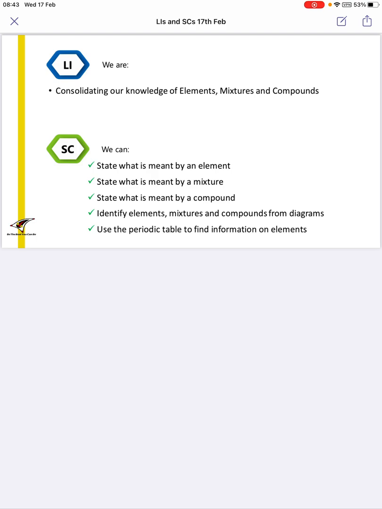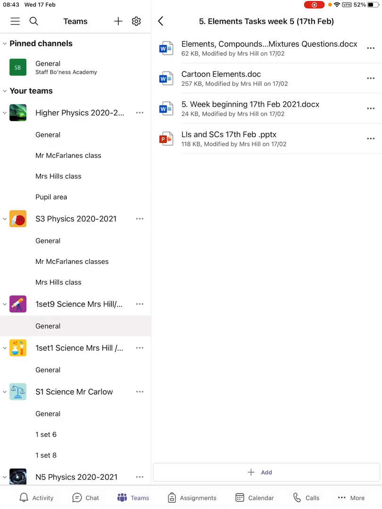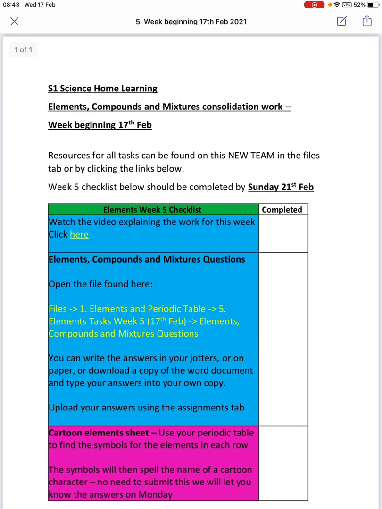So success criteria is that you are able to state what is meant by an element, state what is meant by a mixture, state what is meant by a compound, identify elements, mixtures and compounds from diagrams, and then use your periodic table to find information. So like I say, nothing new, but just to make sure you're happy with all of this before we move on next week. So the tasks for this week.